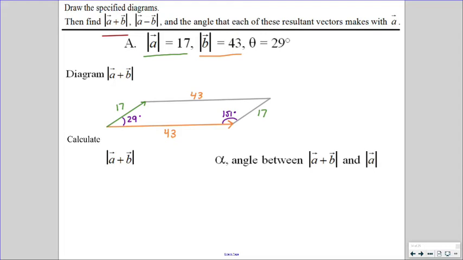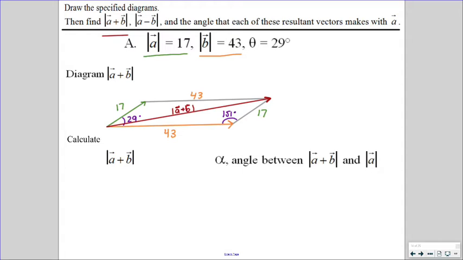The diagonal that sums A plus B will always go through the angle that we were given. So we're going to go through that 29-degree angle, and this is our resultant vector. So that in red is the vector that represents A plus B. And because we're trying to find the length of that vector, we're finding the magnitude of A plus B. So there's our diagram. All right, so with that diagram then, we're asked to calculate the actual length of that vector, right? The magnitude of A plus B.